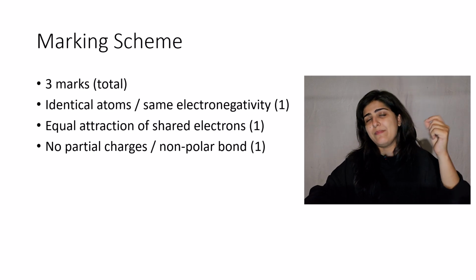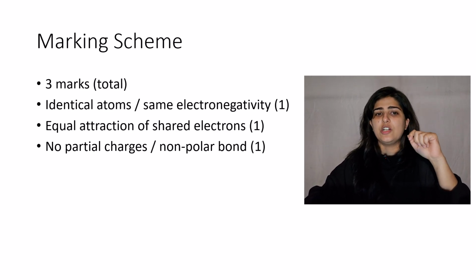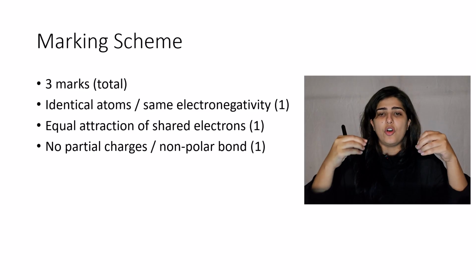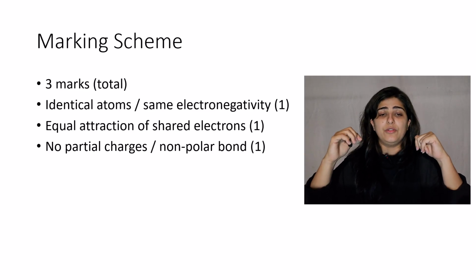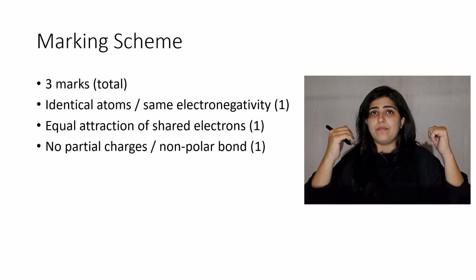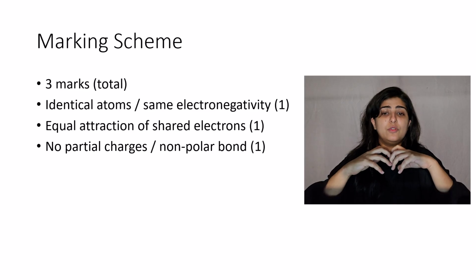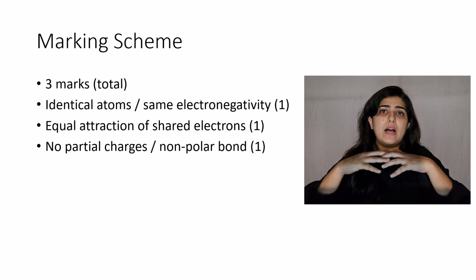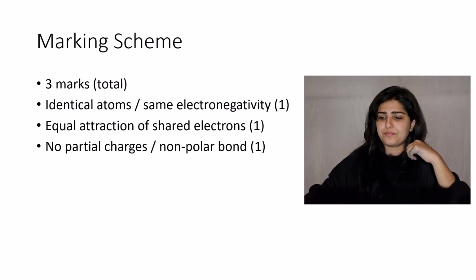Now, if we were to discuss the marking scheme, which will be used for evaluation, this particular question can be of 3 marks, wherein you are expected to have your answer carrying these keywords: identical atoms, similar electronegativity, equal sharing of electrons, no partial charges, non-polar bonds. These are going to give you 1 mark each, for a total of 3 marks. Let's try another one.